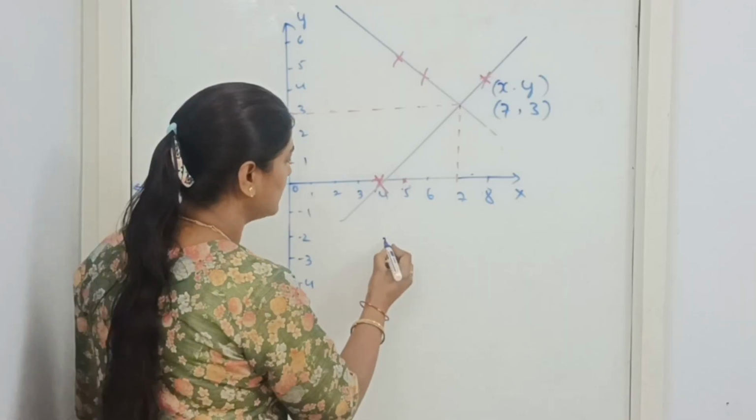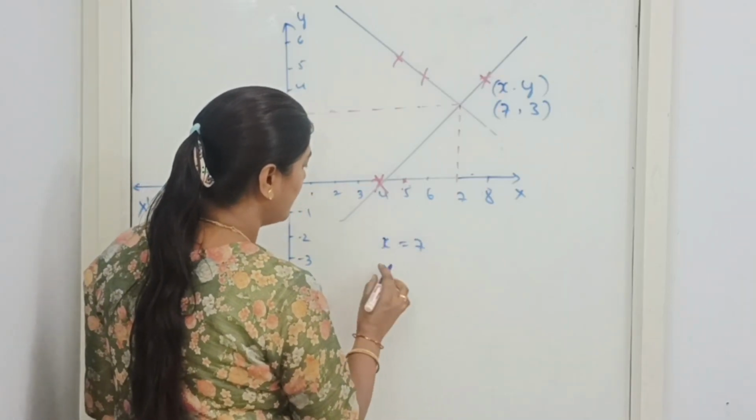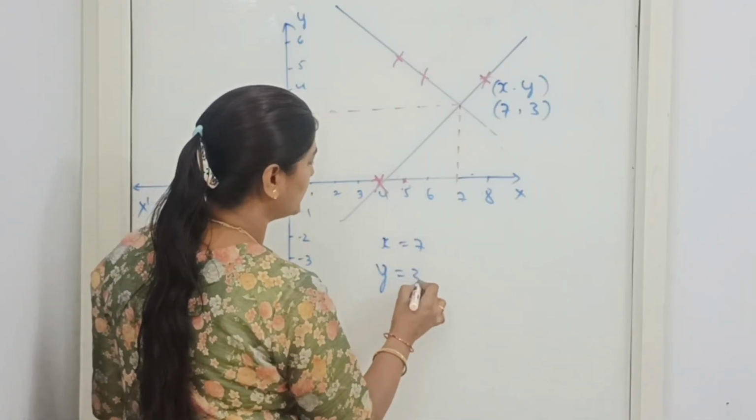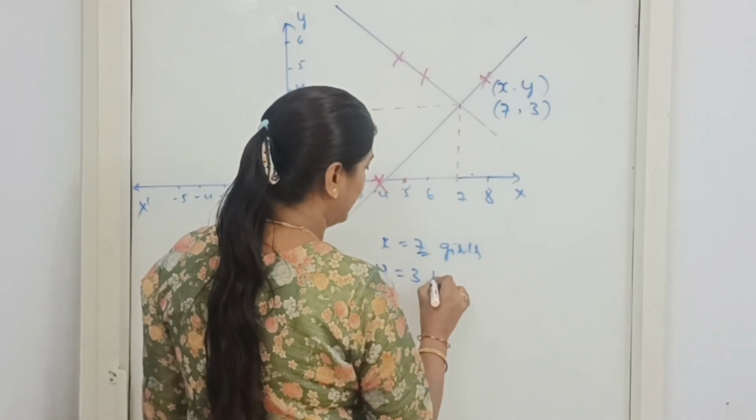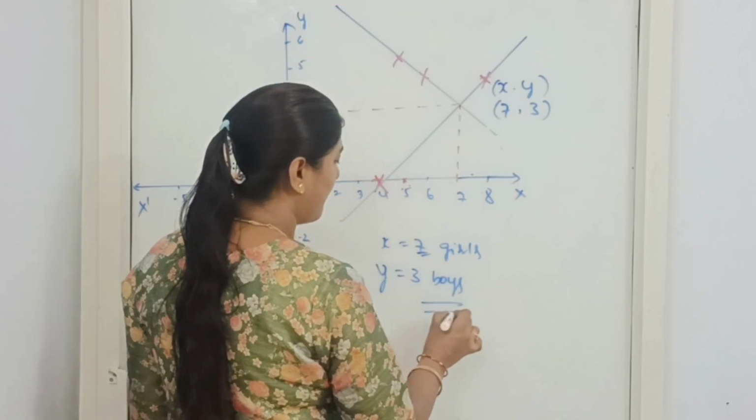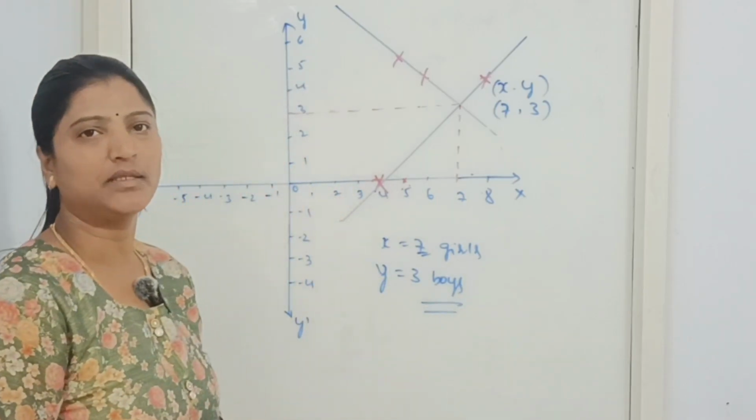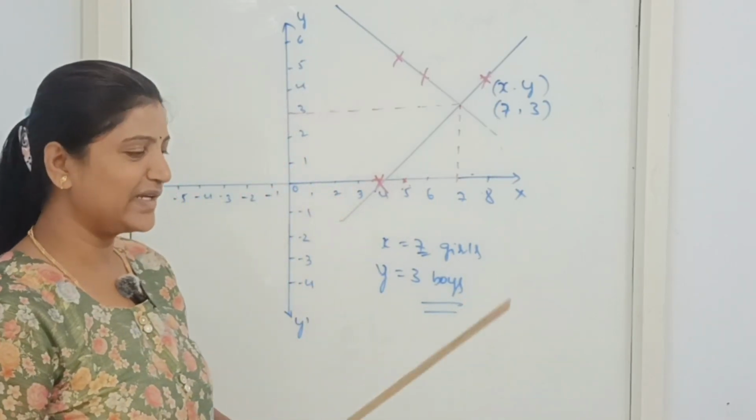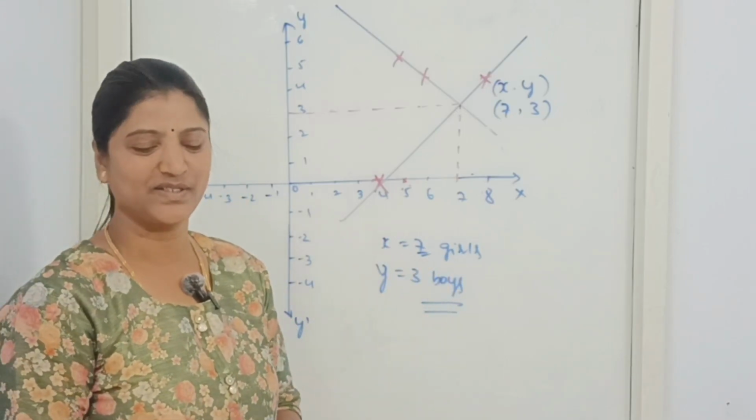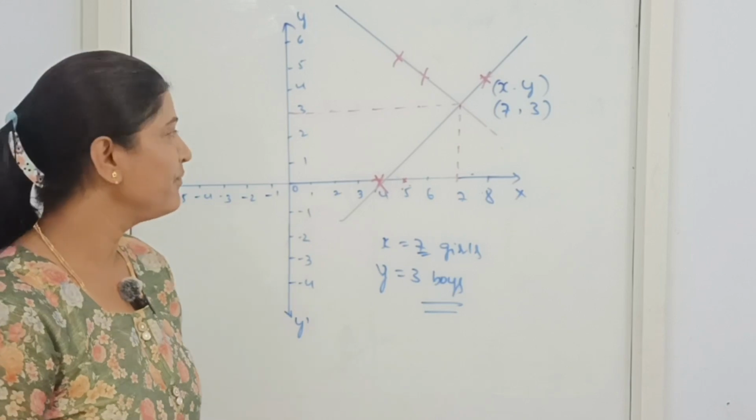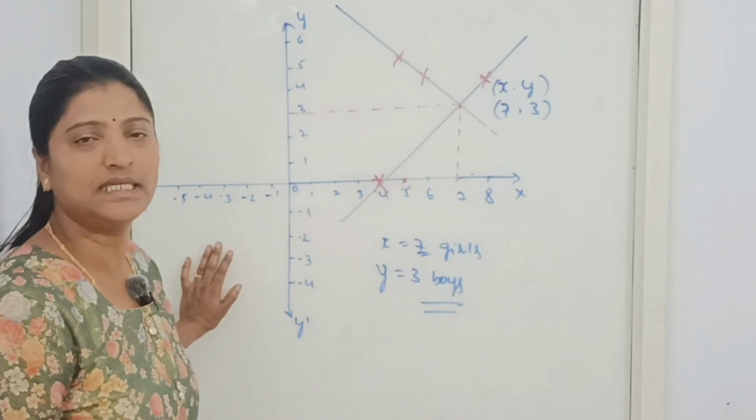So this x is equal to 7 and y is equal to 3 is nothing but 7 girls and 3 boys participated in that mathematics quiz. This trick, actually I use it for my tuition students. So generally I used to take this one only. Okay. Clear this one, how to represent on the graph.